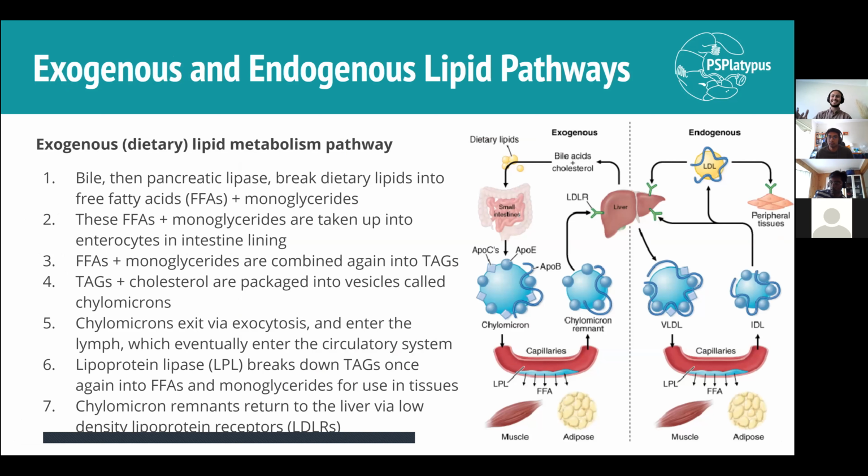Okay, don't get scared of all the diagrams. Don't get scared of the massive wall of steps.